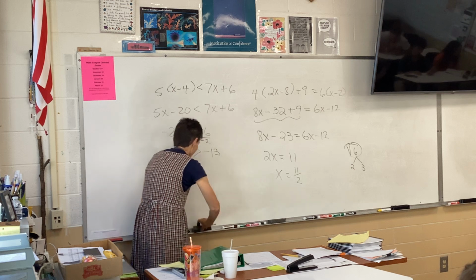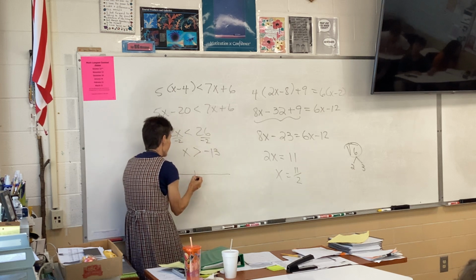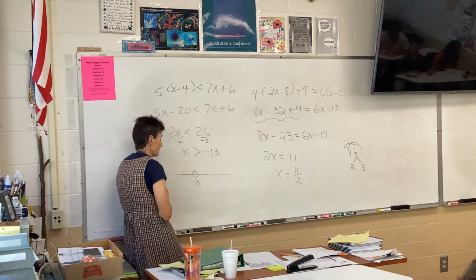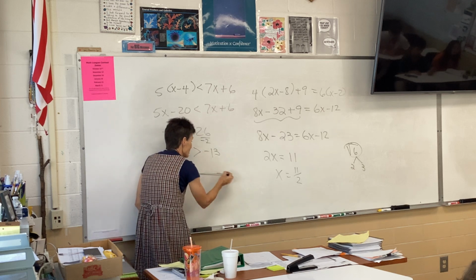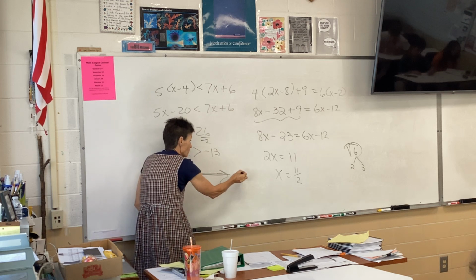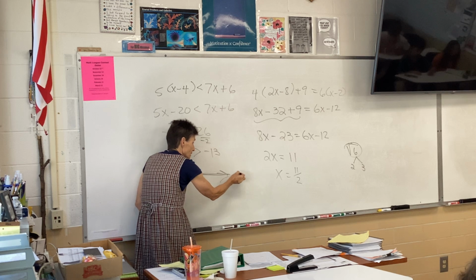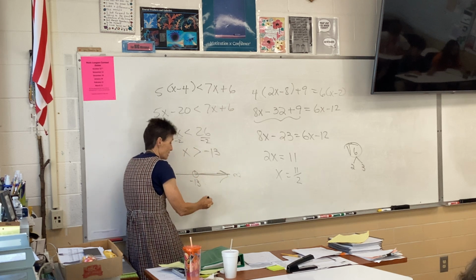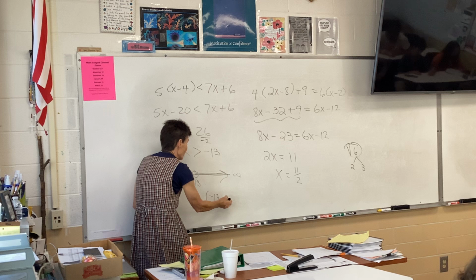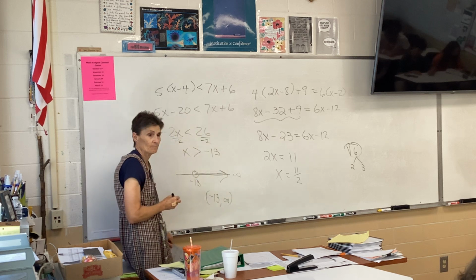And on the number line, I would have an open dot at negative 13 shaded this way. And what's out here? Infinity. There's your interval, guys. Negative 13 to infinity.